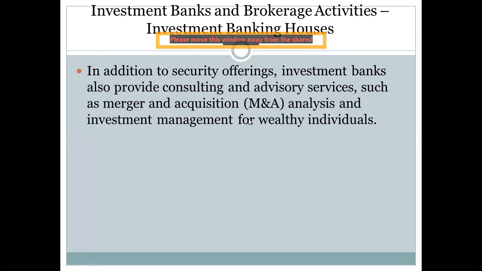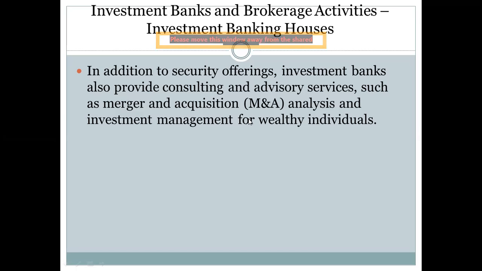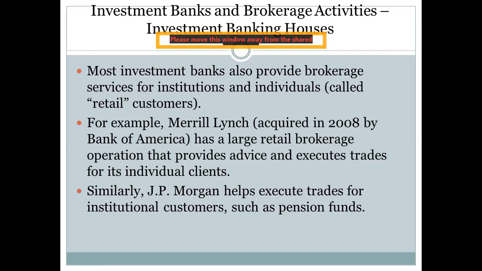In addition to security offerings, investment banks also provide consulting and advisory services, such as merger and acquisition analysis, and investment management for wealthy individuals. Most investment banks also provide brokerage services for institutions and individuals called retail customers.